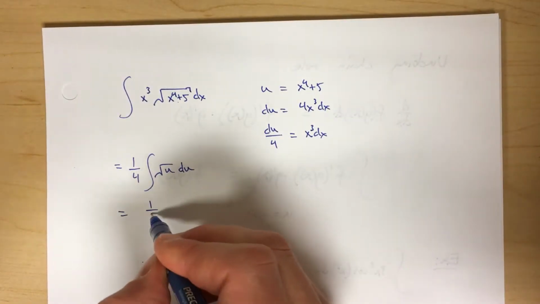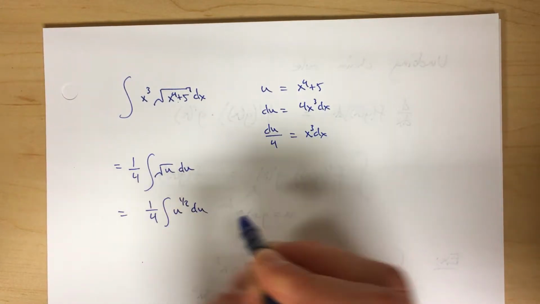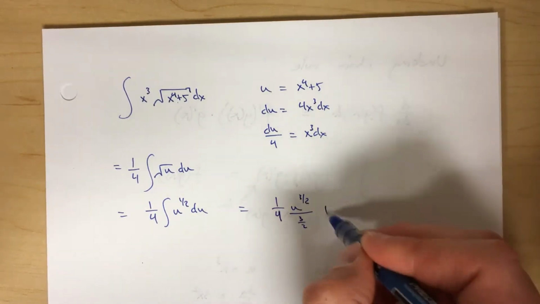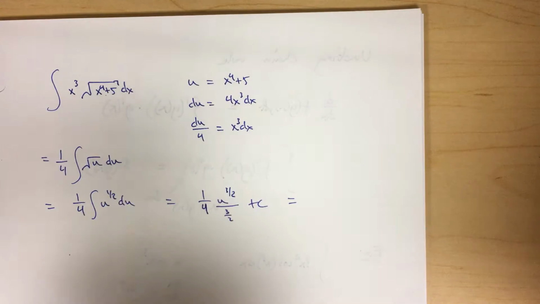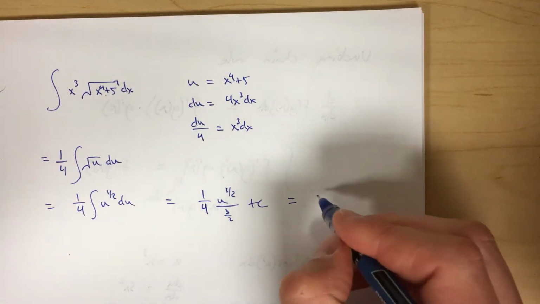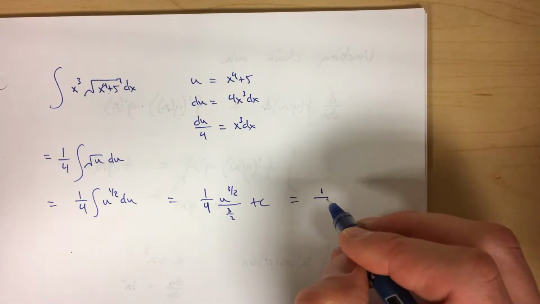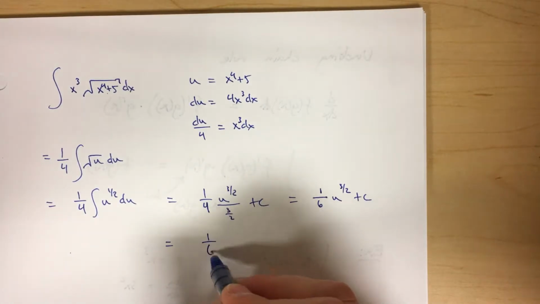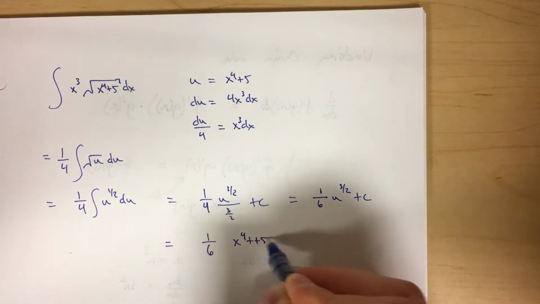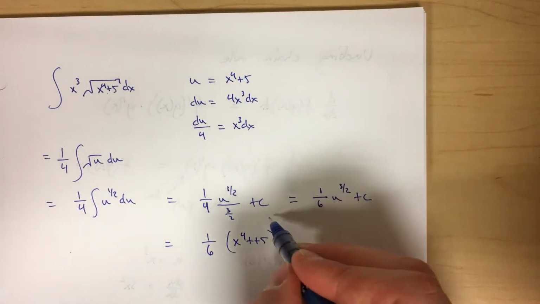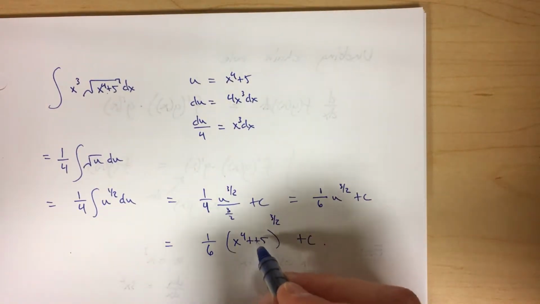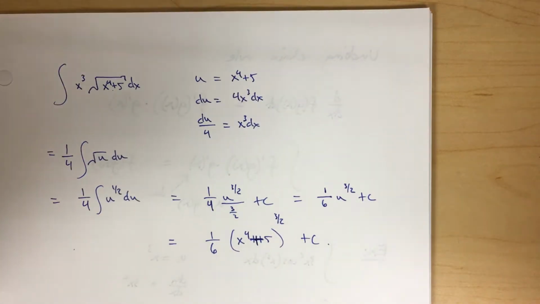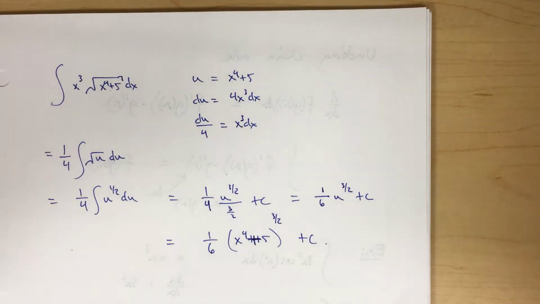So this is simply 1/4 integral u to the 1/2 du, which is 1/4 u to the 3/2 divided by 3/2 plus c, which is multiplying by 2/3. That's going to be 1/6 u to the 3/2 plus c, which is 1/6 x to the fourth plus 5. I don't know why I wrote plus twice. All to the 3/2 plus c. This should just be one giant plus. Okay, that seems reasonable.